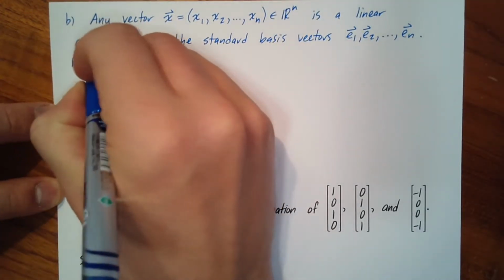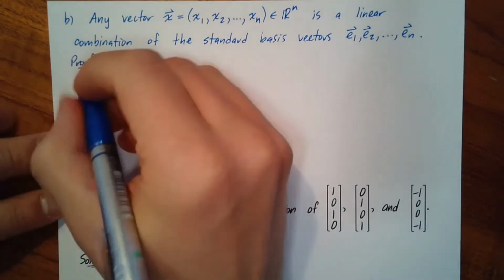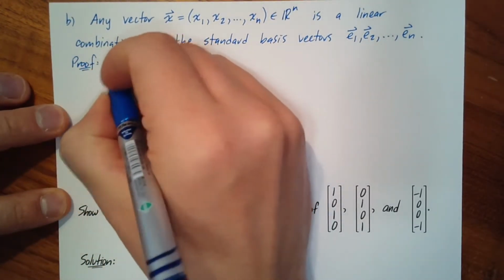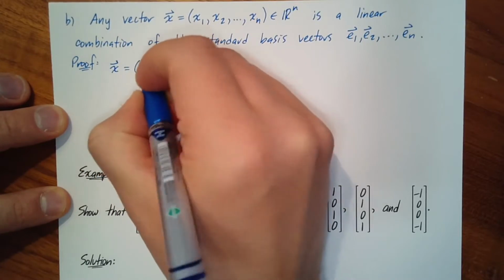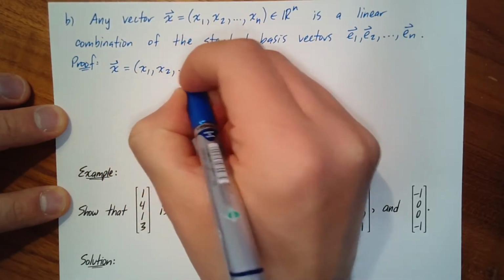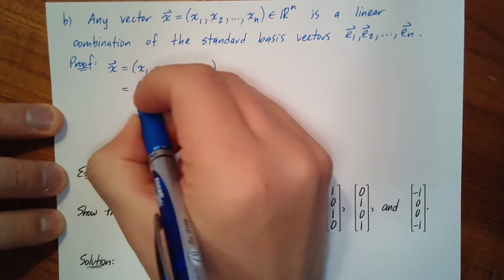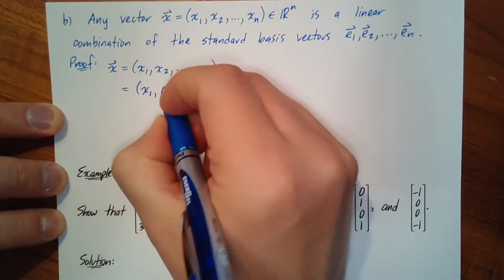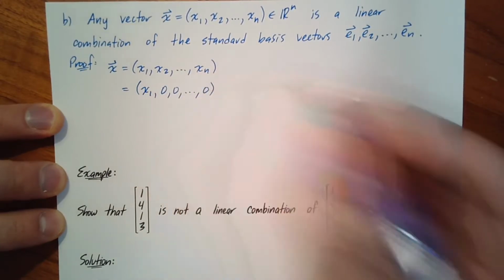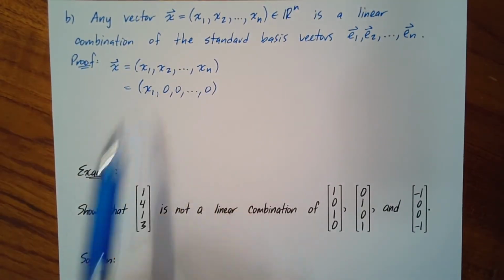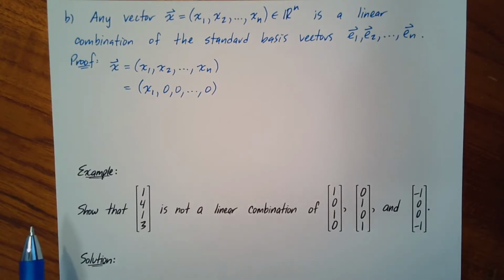So the proof goes like this. Well, let's just start by writing our vector x out. It has coordinates x1, x2, all the way up to xn. So that's our vector x. So what I'm going to do is I'm going to decompose this vector into a sum of several vectors. So I'm going to write this as the vector x1 and then 0, 0, and really just a 0 for every other coordinate. So really this is the vector whose first coordinate is the same as the first coordinate of x, but every other coordinate is a 0.